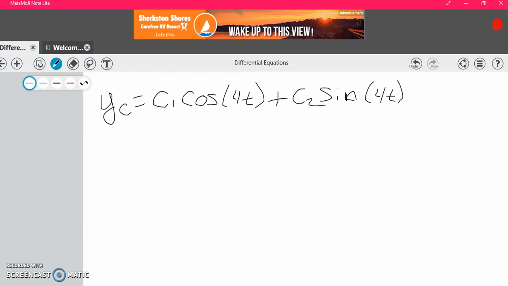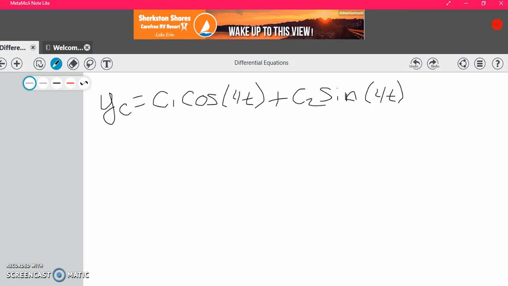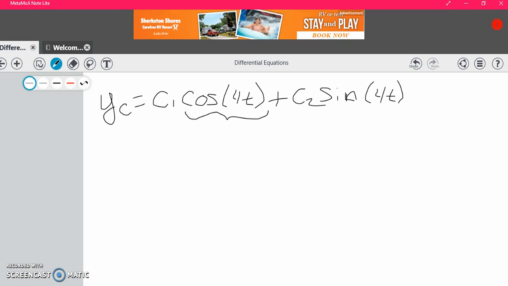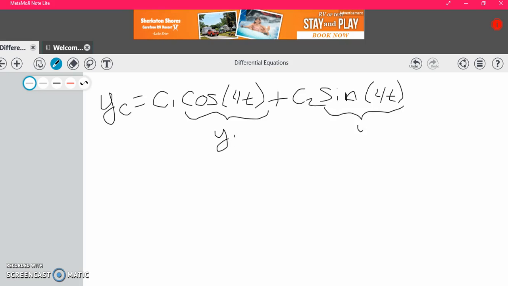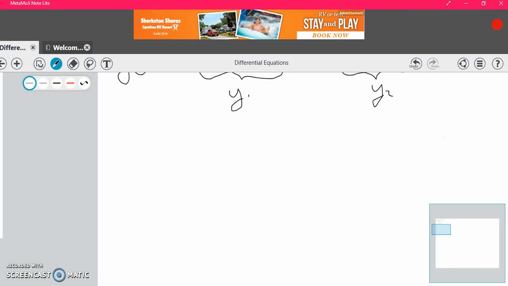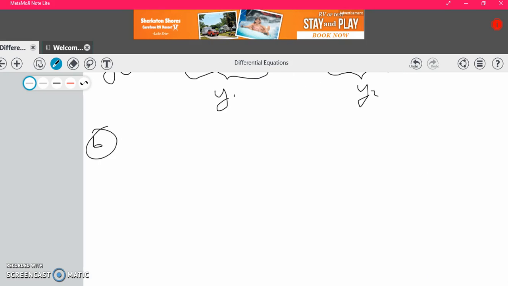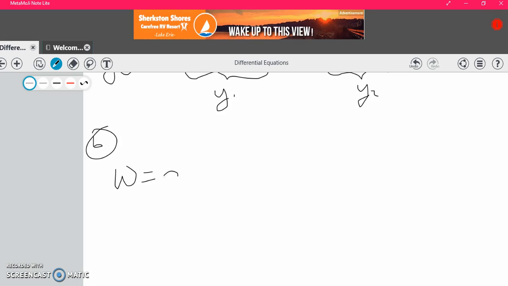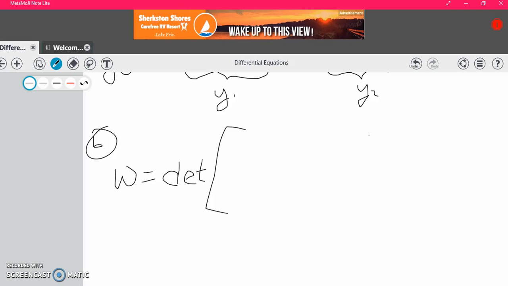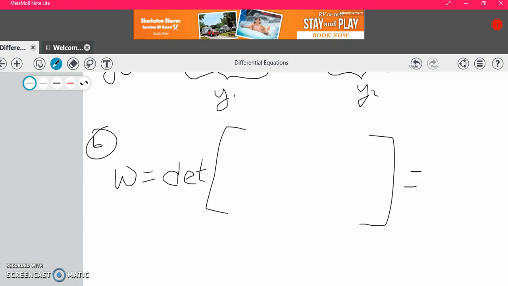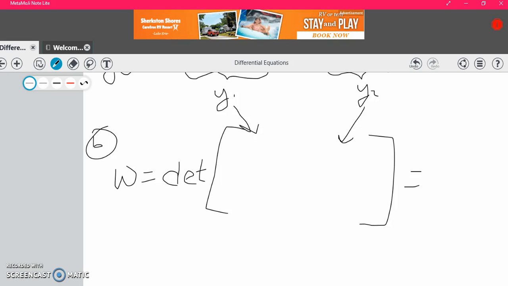Okay, so this is going to be our y1. This will be our y2. You guys will see why I did that in a second. Alright, so part B of the problem is asking us to find w. We are given this and an equal sign. So our y1 goes here, and our y2 will go here.